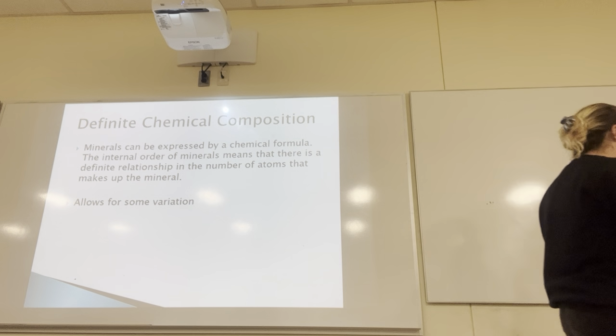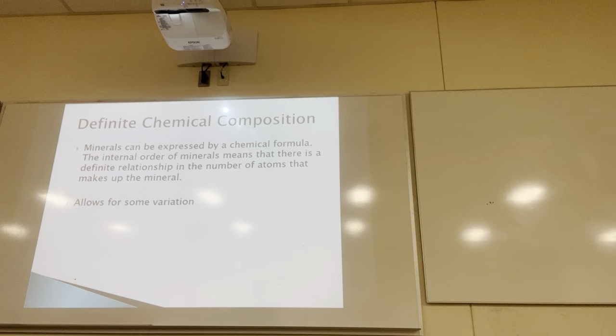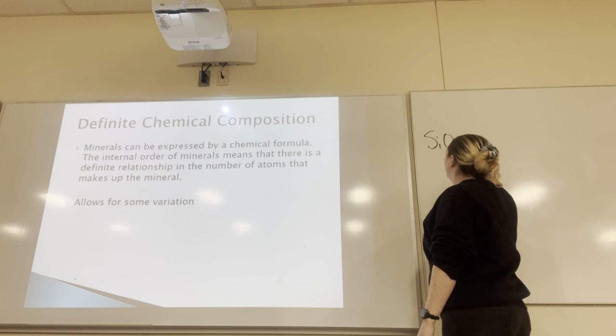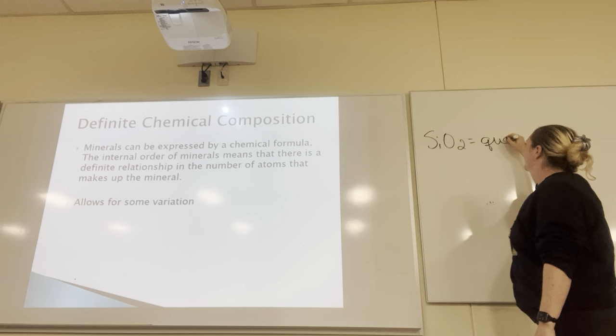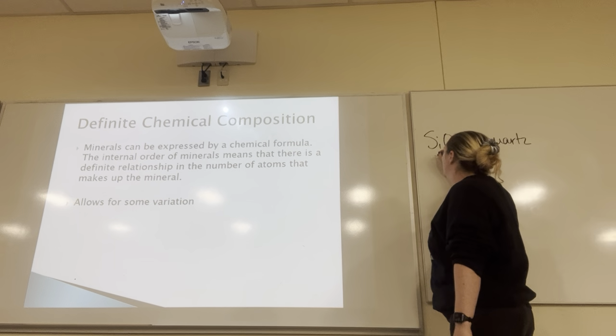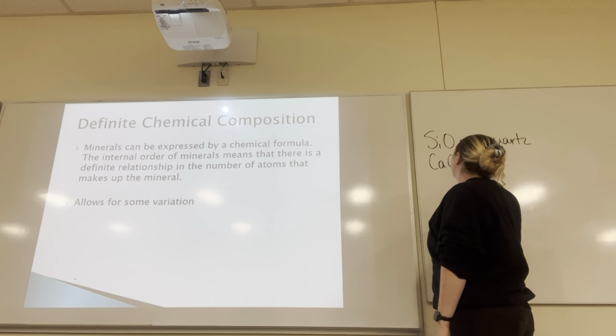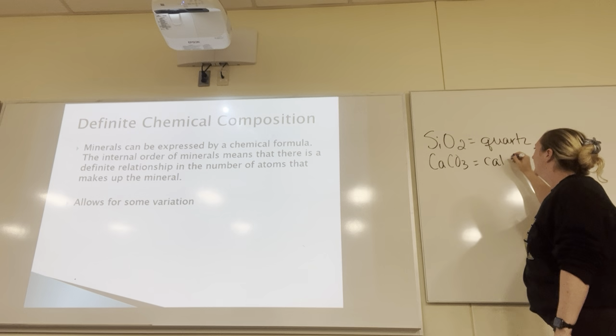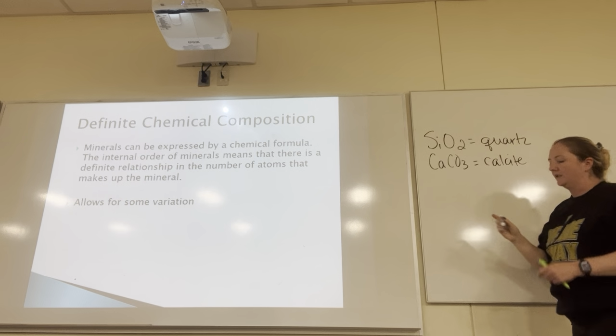So for example, a very common mineral is quartz. It's one of the most common minerals on Earth. We have a lot of it in New Jersey. And the chemical formula for quartz is SiO2. So if we see this, we know that's quartz. Another really famous mineral is calcite, and its chemical formula is CaCO3. It's also known as calcium carbonate, so that would be another one and how we can express it.